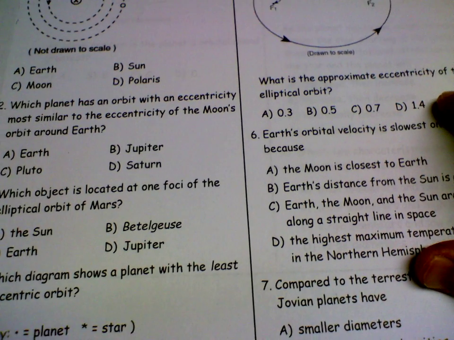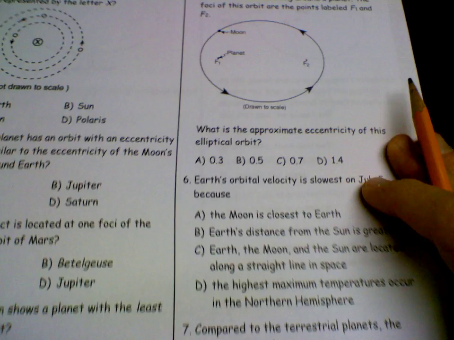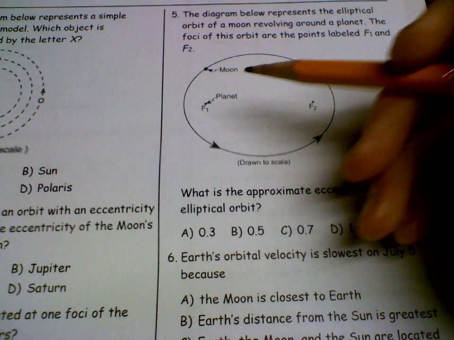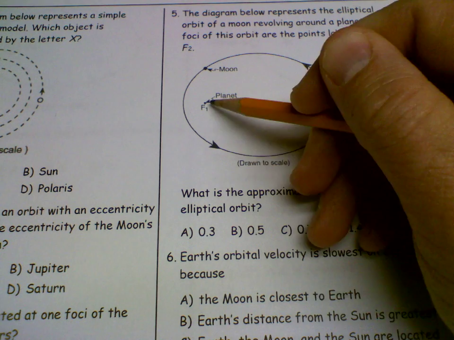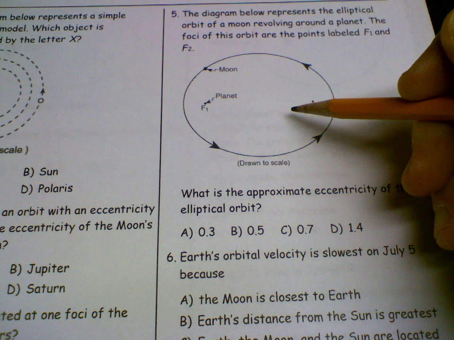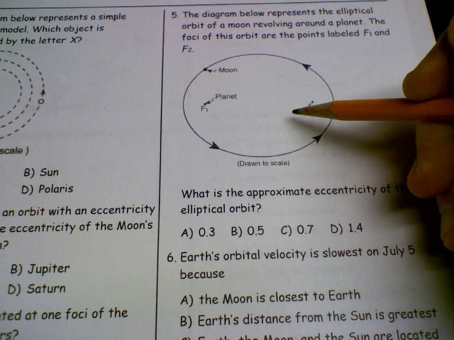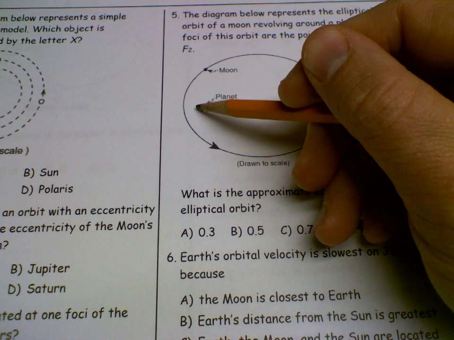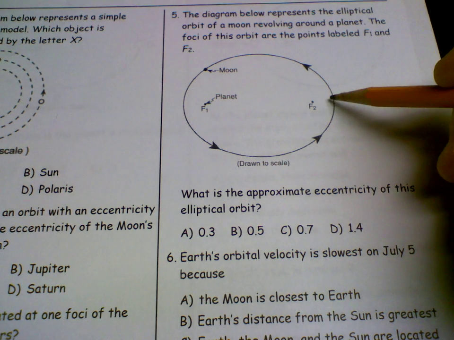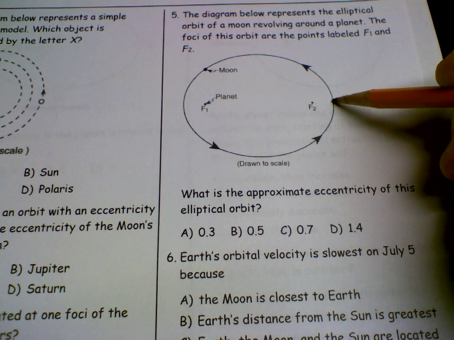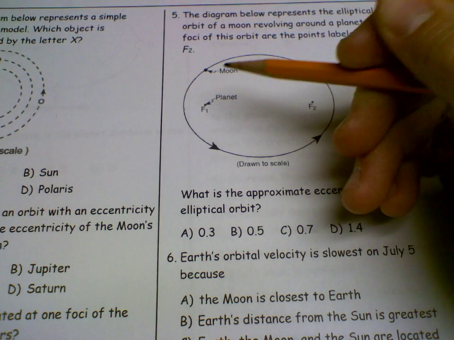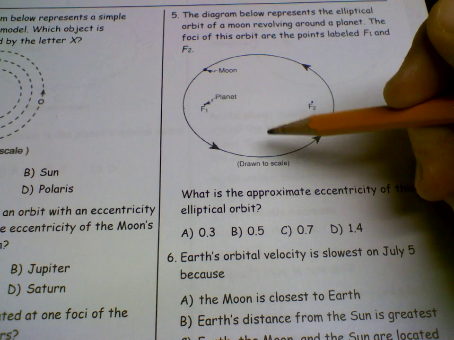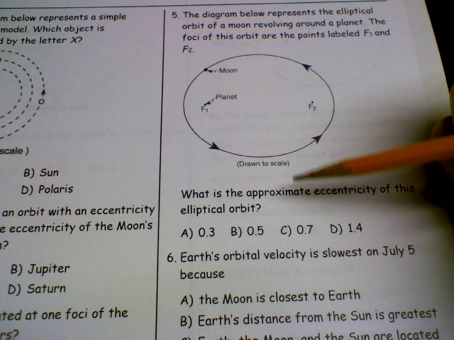All right, let's go to number five. Number five, what is the approximate eccentricity of this elliptical orbit? So you would first measure the distance between the two foci, and I don't have a ruler on me, so I'm not sure what that is. Then remember, to find the major axis, you would draw a line right through the two foci from one end of the ellipse to the other, so measuring from here to here. And the number that you should have come out to for number five is choice C, 0.7.